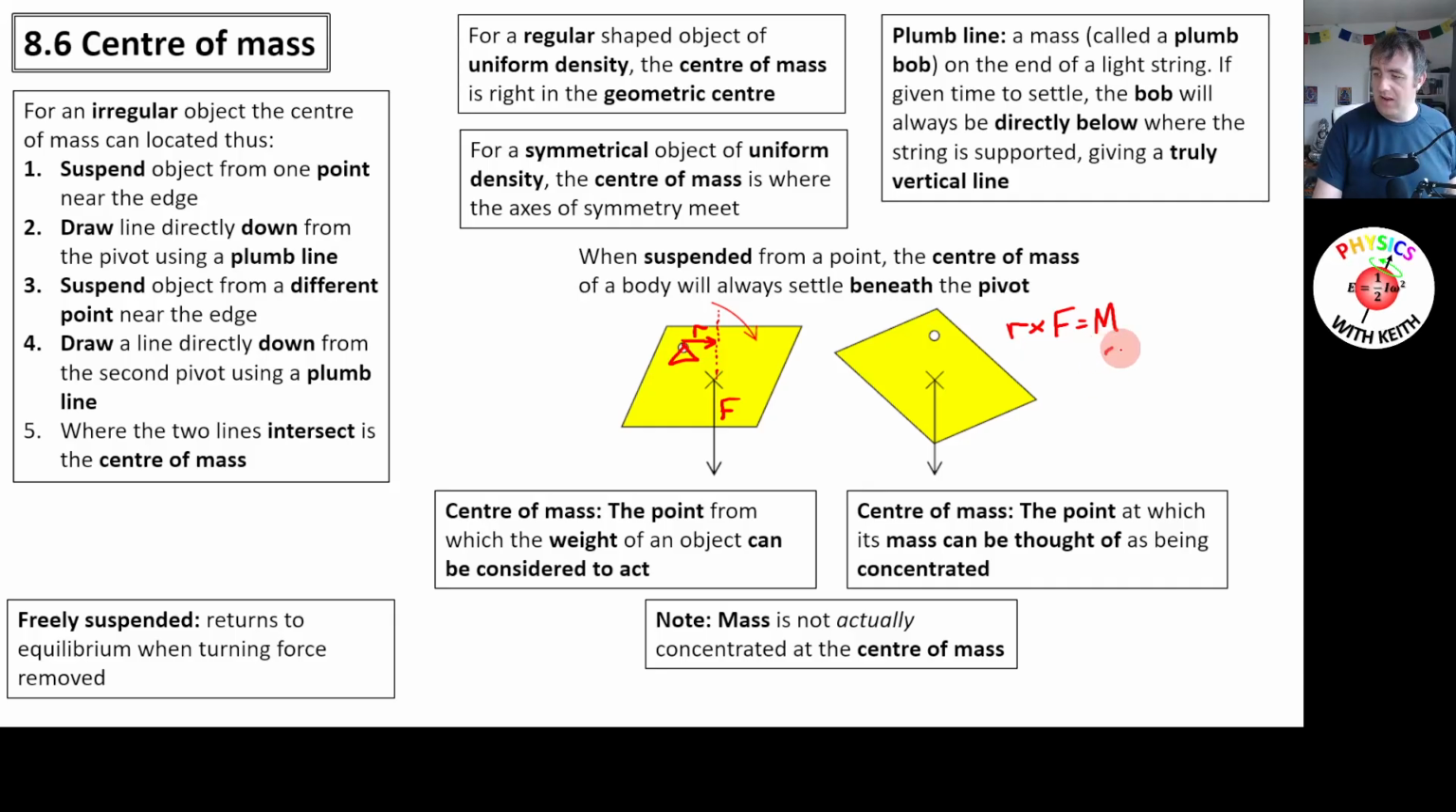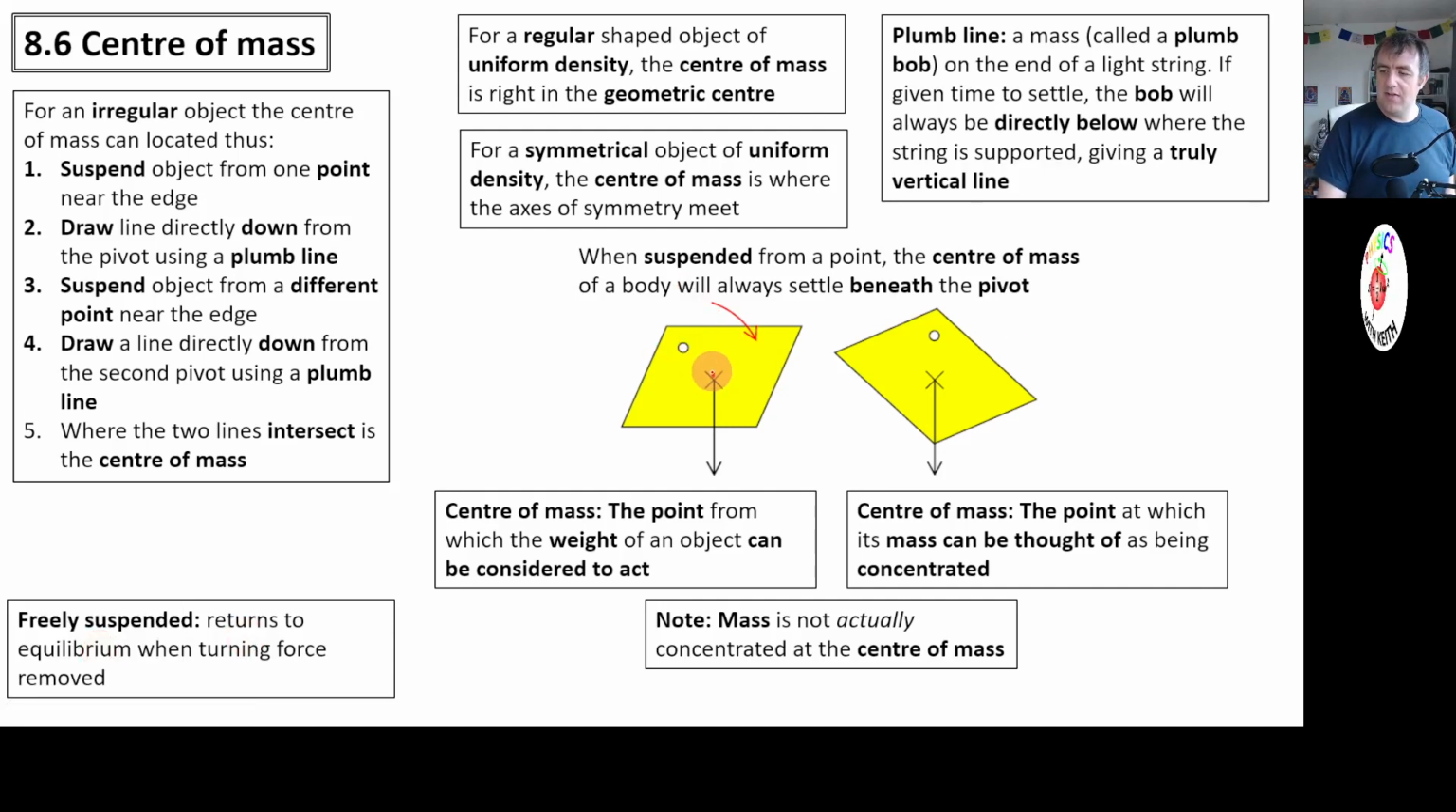Sometimes I prefer to use the letter tau for moment because it means the same thing as moment, which is torque. And I've heard this letter pronounced as "tor" before, which is awful. It's tau. It's the Greek letter tau. I often use that for moment as well. But don't worry about that. That's just me saying that for completeness.